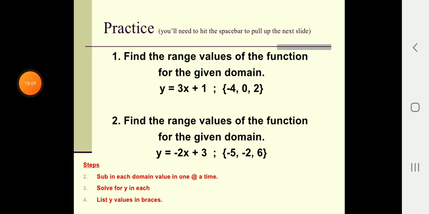So here is practice time. Number one, find the range value of the function for the given domain. y equals 3x plus 1. Here are the steps. Substitute each domain value in one at a time, solve for y, and list the y values of the range. Here are the answers for number one.